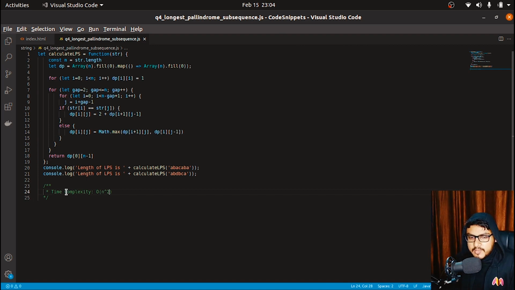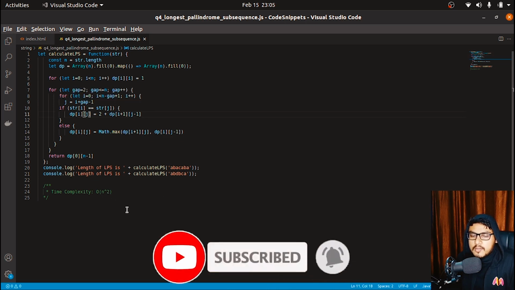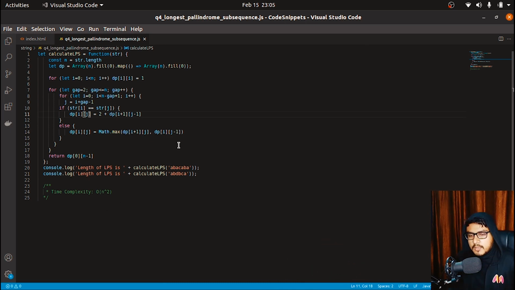The time complexity of this solution is big O of n square, because we are iterating over this loop, which is big O of n, and we are also iterating over here from i to n. So we have 2 for loops that would make our time complexity big O of n square. So that was all in this video. See you in the next one.